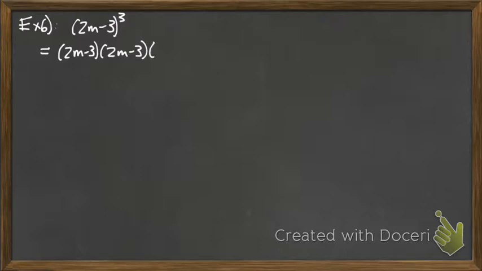Let's do example 6, where you're going to do 2m minus 3 raised to the third. Similar idea as the last one. You can't just distribute that exponent of 3. What you need to realize, guys, is that means I have the binomial 2m minus 3 as a factor 3 times. So this might remind you of the example 4, where we had the 3 binomials. Remember, we kind of attacked these two first and FOILed those together.